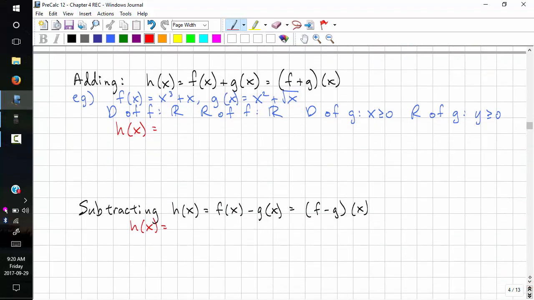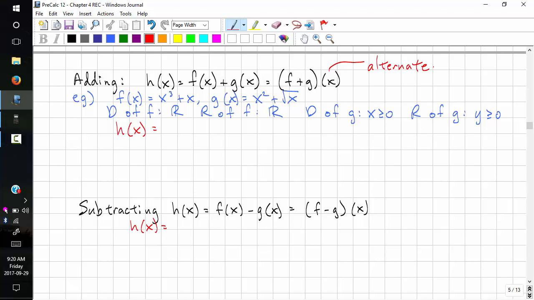Okay, let's look at some algebraic problems. So we have, again, h of x equals f of x plus g of x. There's a shorthand for this. We can put brackets around f plus g and then put brackets around the parameter. So this is an alternate. You are free to use either one, but sometimes this will be shorter to write.